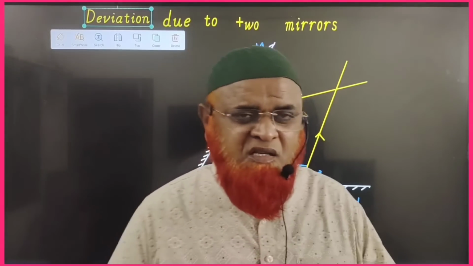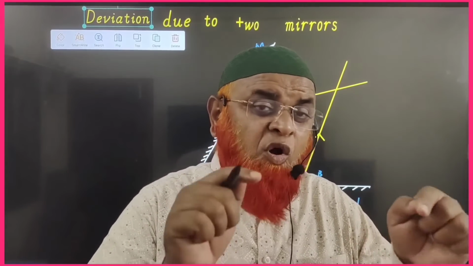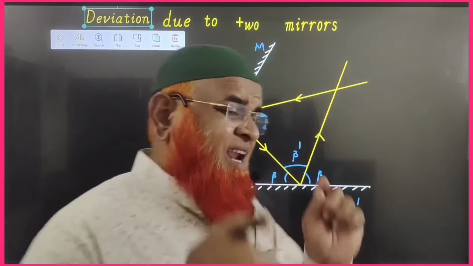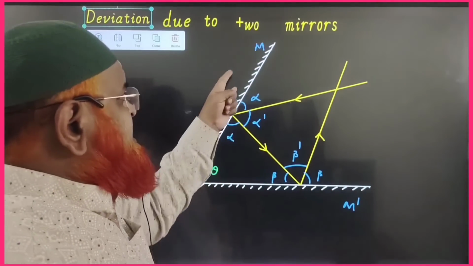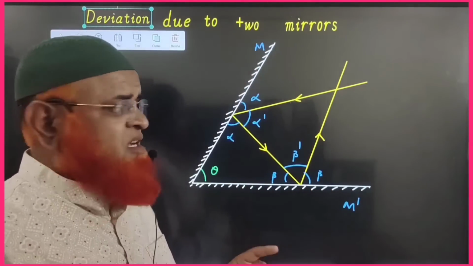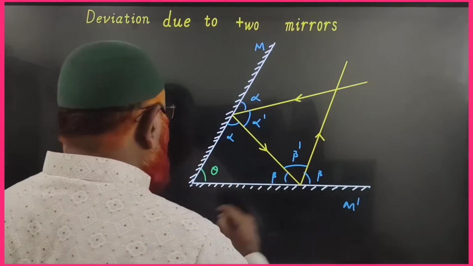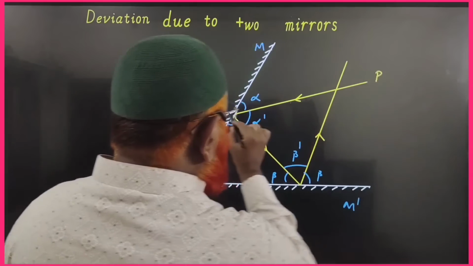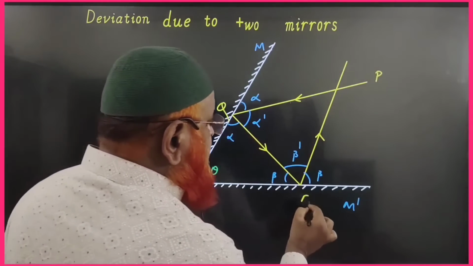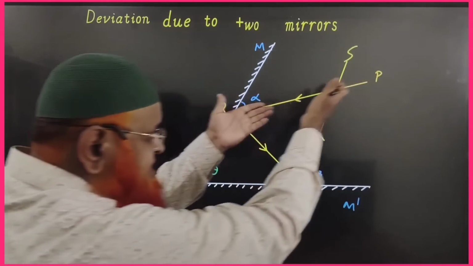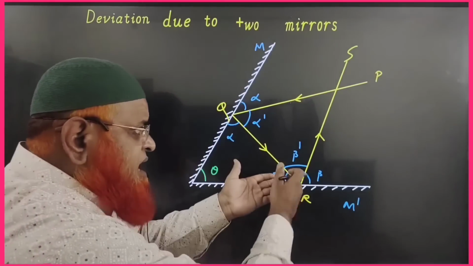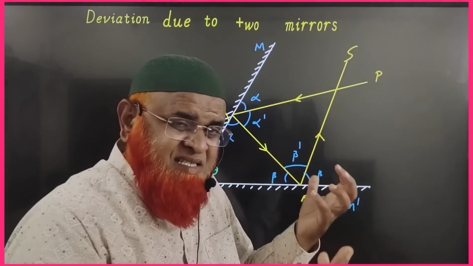My dear students, we shall discuss deviation because of two mirrors. Let me discuss, there are two mirrors. This is mirror M and M dash. One light ray enters in this direction. These points are P, Q, R and S. It enters like PQ, QR and RS, it exits.